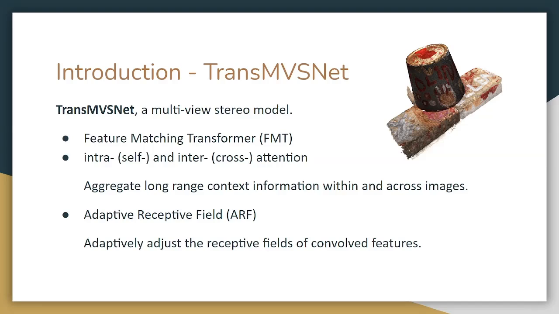The second model used in our project is TransMVSNet, which is a multi-view stereo model with a powerful feature-matching transformer to leverage intra- and inter-attention to aggregate long-range context information within and across images. To better adapt FMT into an end-to-end MVS pipeline, we introduce an ARF module to adaptively adjust the receptive fields of convolved features.